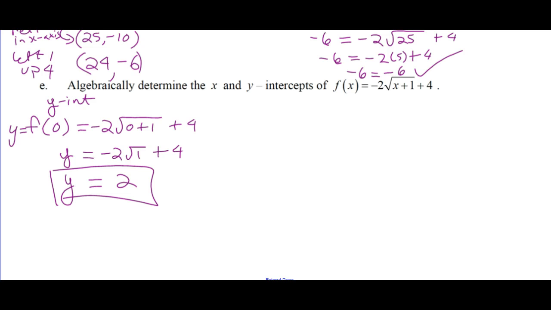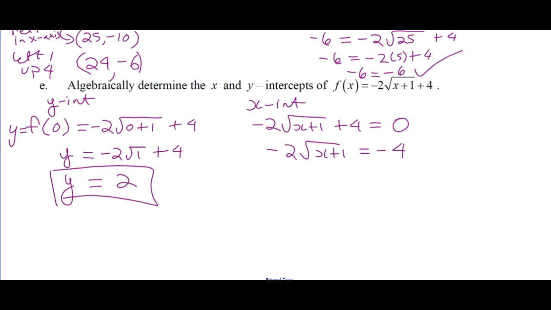X-intercept, what do we do for the x-intercept? When you go negative 2 root x plus 1 plus 4 is equal to 0. We need to make y 0. We need to make this 0, right? I'm more comfortable with zeros on the right-hand side. You could write 0 equals, doesn't matter. Okay, so what do we do? Move the 4 over, divide by the negative 2. So we isolate the radical, right? Isolate the root.